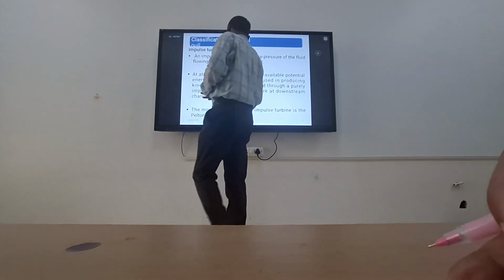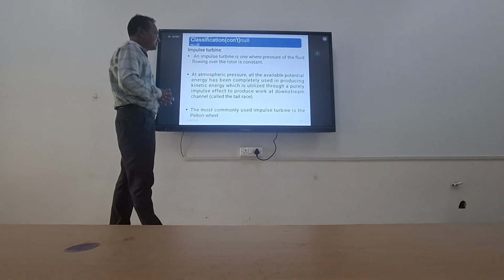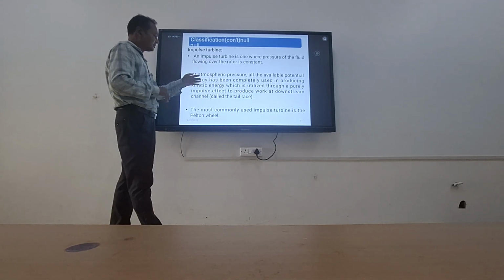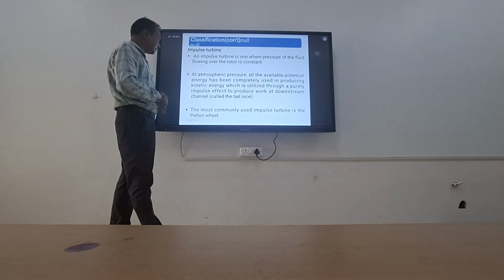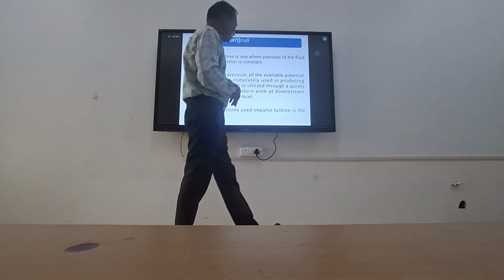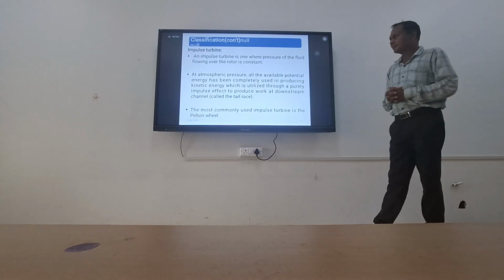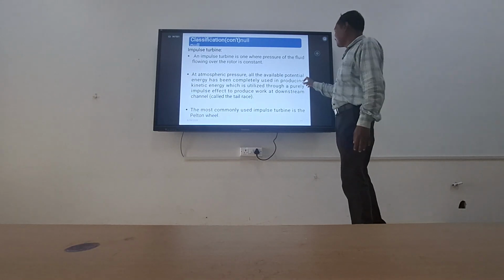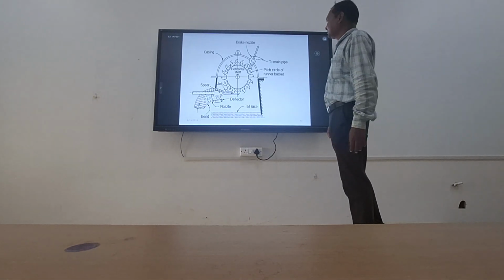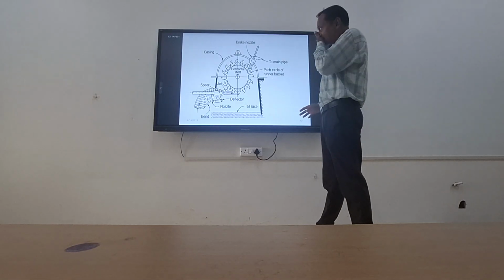So potential energy or pressure energy is the main part that is functioning in the impulse turbine. The most common impulse turbine is the Pelton wheel turbine. This is a diagram of a Pelton wheel turbine.